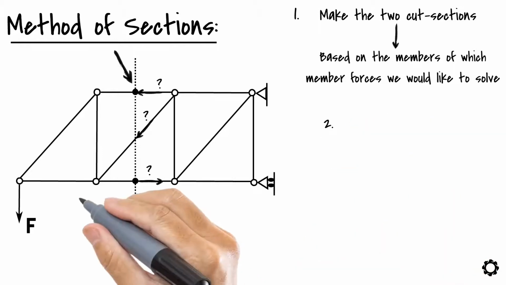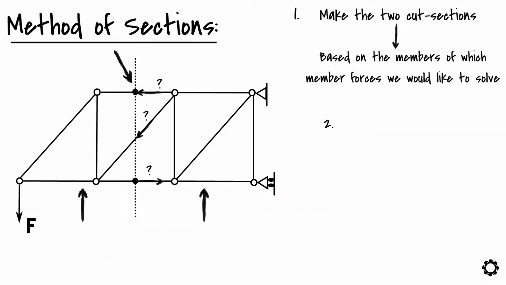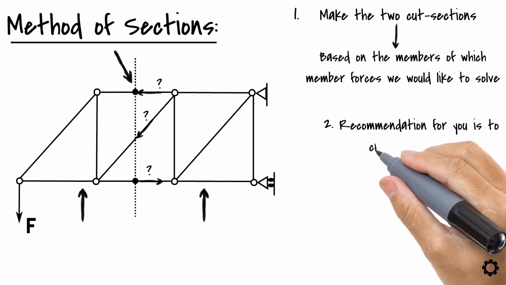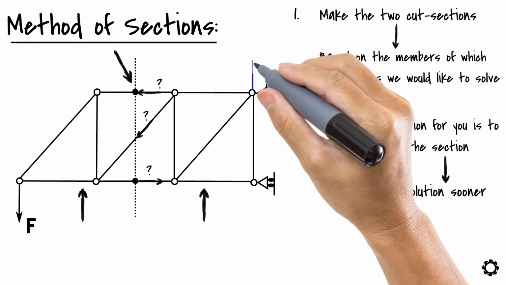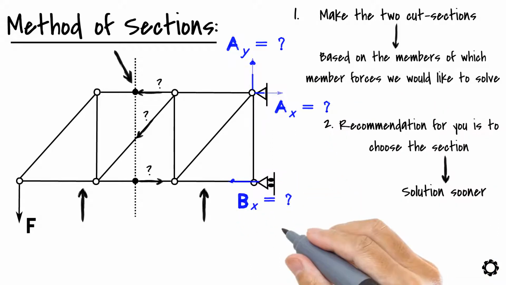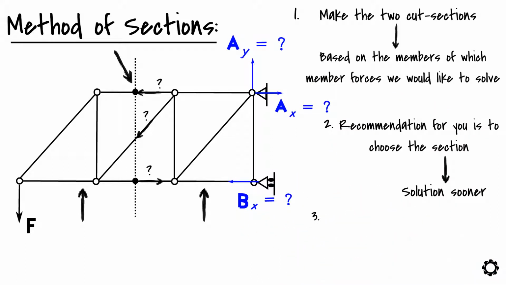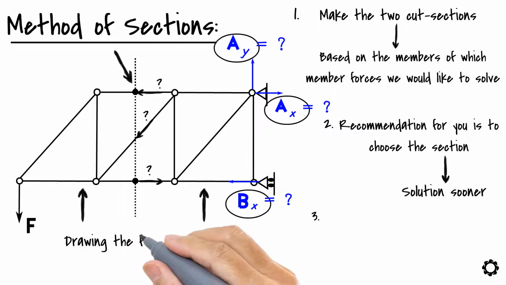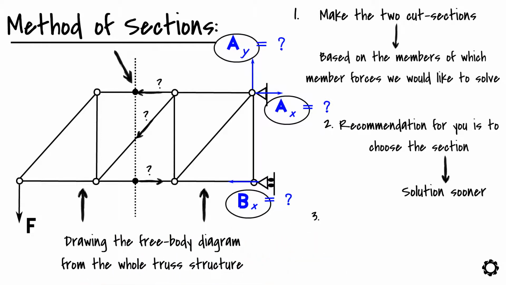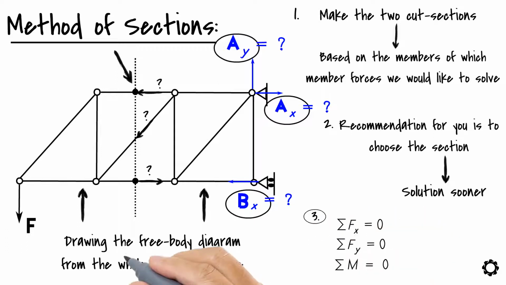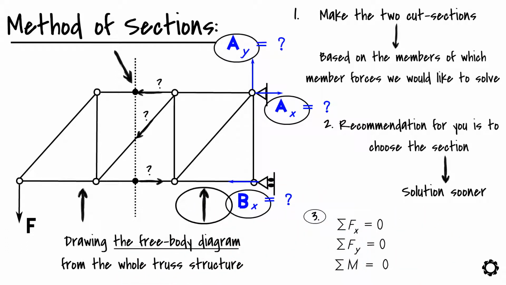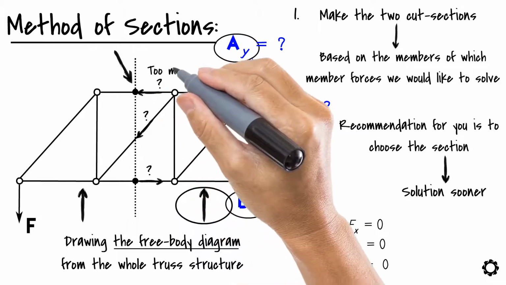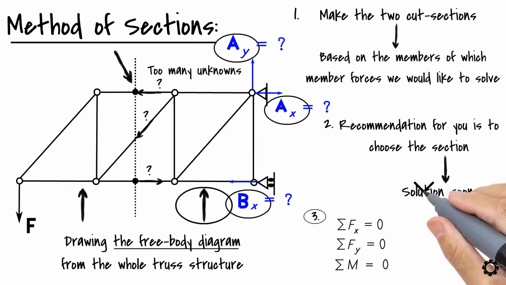After this, we should decide which section of the truss we want to investigate. A recommendation for you is to choose the section which would give you the solution sooner. This depends on the unknown support reactions. If it's necessary, then also solve the support reactions by drawing the free body diagram from the whole truss structure and apply the equations of equilibrium. Note that you should do this before drawing the free body diagram of the investigated section if you think this is necessary, because otherwise there are just too many unknowns and you can't obtain a solution.